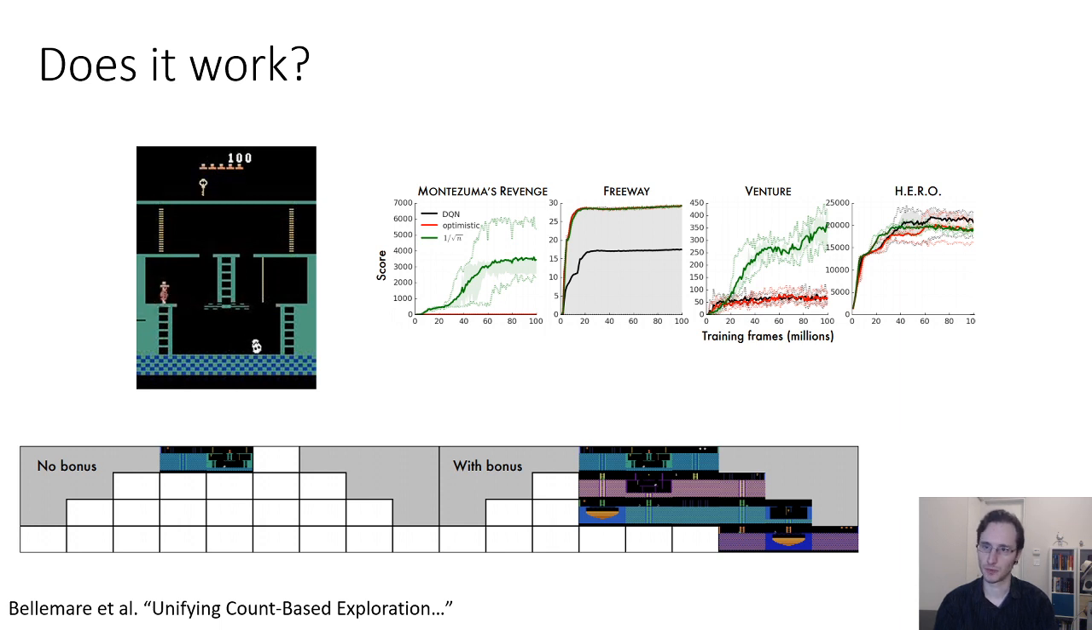The pictures at the bottom illustrate the rooms that you visited. So, as I mentioned before, in Montezuma's Revenge, the rooms are arranged in a kind of pyramid, and you start at the top of the pyramid. And you can see that without the bonus, you only visit 2 rooms. With the bonus, you actually visit more than half of the pyramid. So the method is doing something pretty sensible.